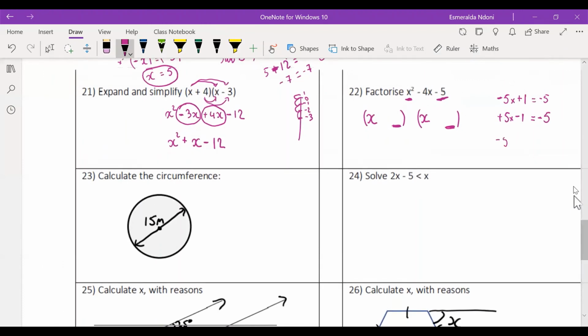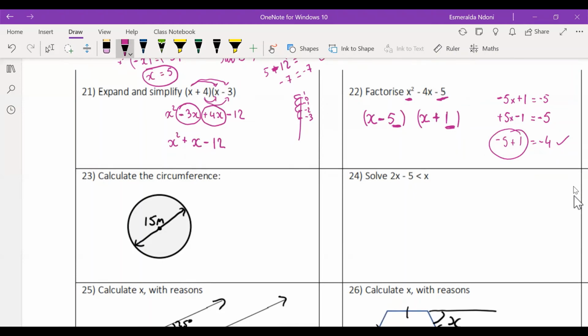So I go -5, add 1, gives me a -4. Oh, well, I found that. So the two numbers are these ones. You're just going to put one in that bracket and the other one in that bracket. And you have factorized this quadratic.